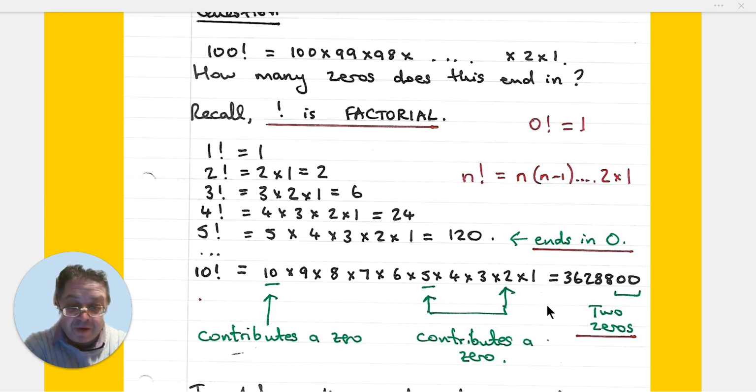Where are the zeros from? One of them is from the 10 itself, and the other is from the 5 times 2. So here's the insight. Every time a 5 occurs in the product, we will get a 0 on the end. There are always plenty of 2's around from the even numbers. So we need to know how many 5's go into 100 factorial.